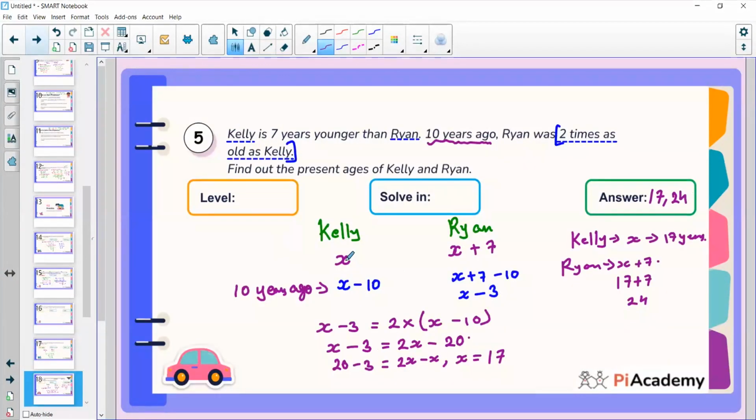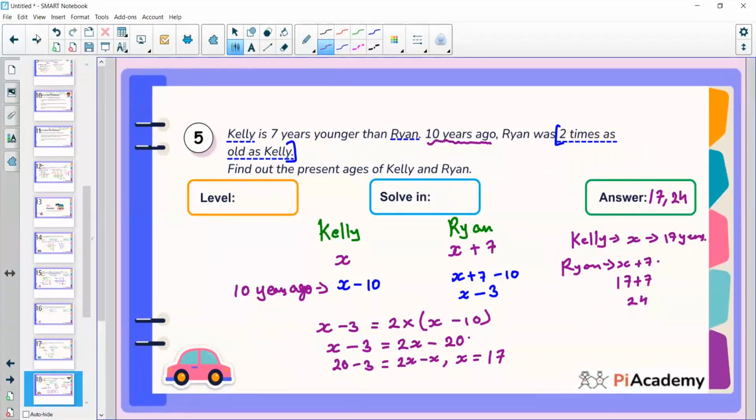Over here, initially the comparison was given, but after the comparison, they also gave the condition when it was 10 years ago in the past: his age was 2 times as old as Kelly's age. So that allowed us to write down the equation in this question. Okay. So I hope you guys have understood visually the difference between question number 4 and question number 5. Okay. So these small things make a big difference, guys, in understanding the problem.